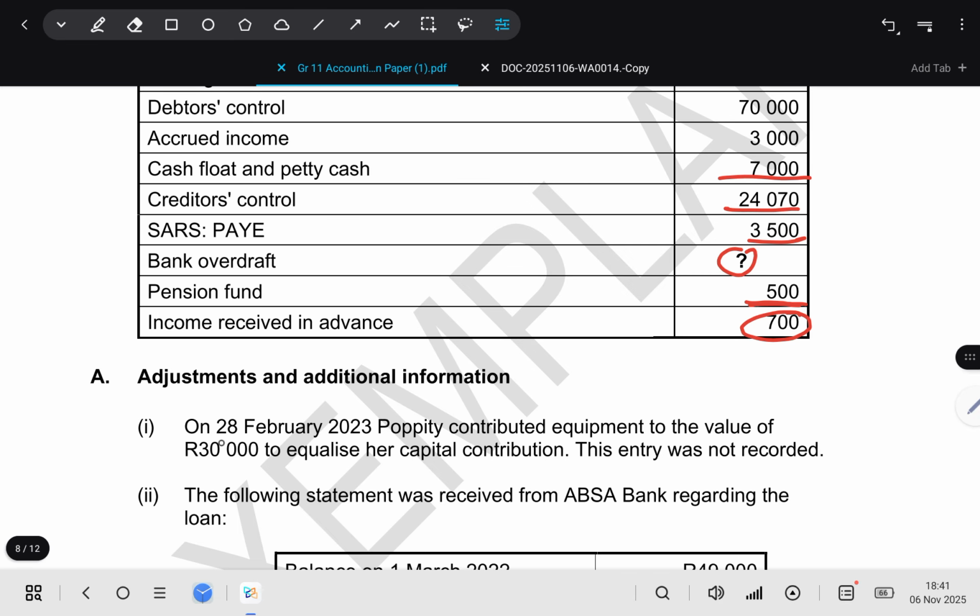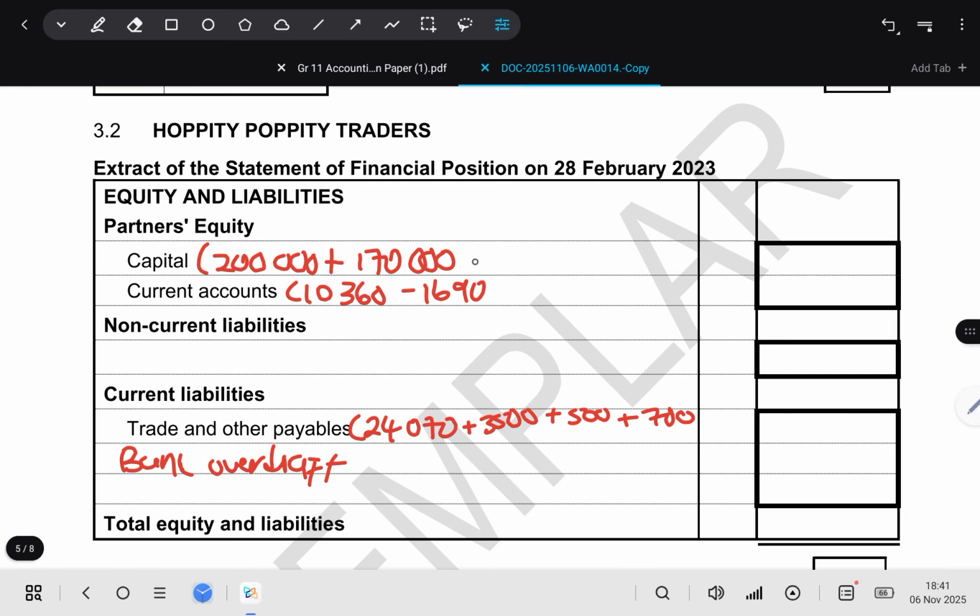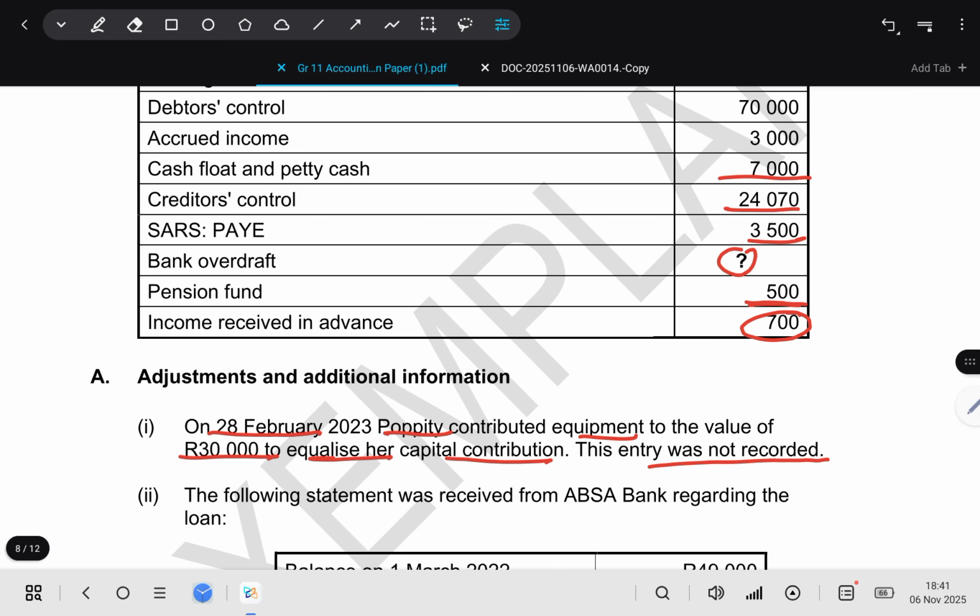Here they're saying on 28 February 2023, Property contributed equipment to the value of 30,000 to equalize the capital contribution, and they're saying that this entry was not recorded. If they're saying an entry has not been recorded, it means we must record. So under capital, we are going to say plus 30,000. Okay, then we move to the next one.